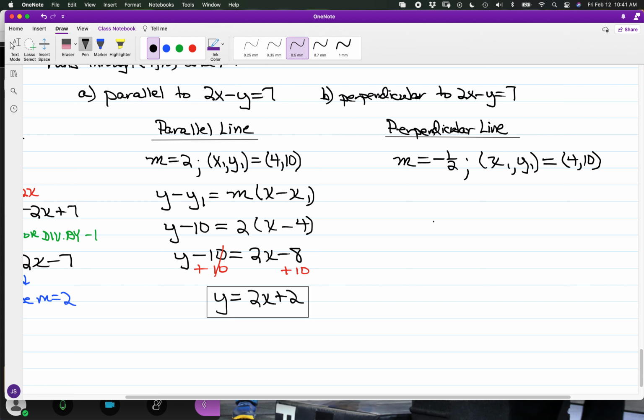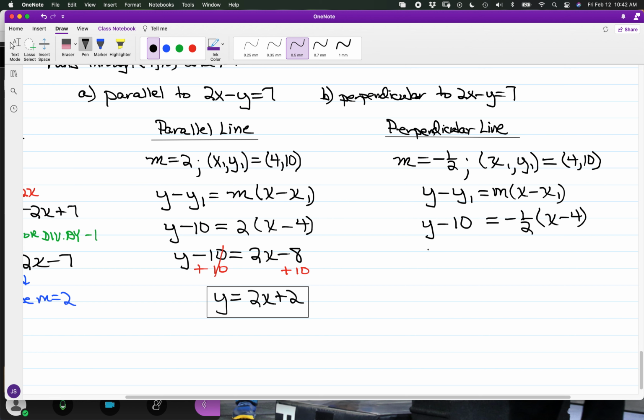Again, just going through the point slope setup. For y minus y1, that's going to be y minus 10. And for the slope m, we have negative 1/2 times the quantity x minus 4. So again we have the same x1, y1 values, and the slope this time is negative 1/2 as opposed to 2, which we had for the parallel. And so this is our point slope equation.